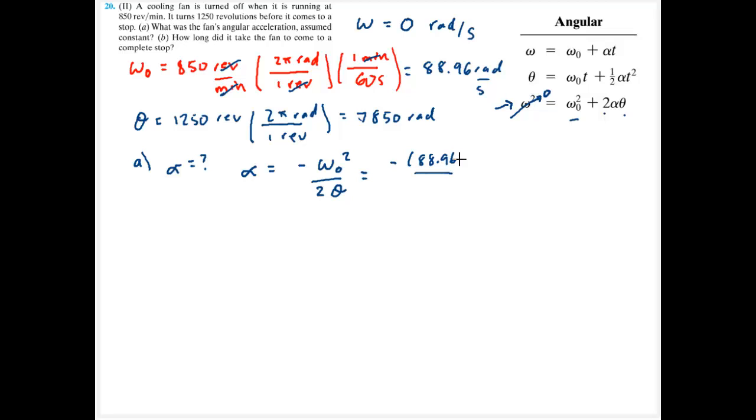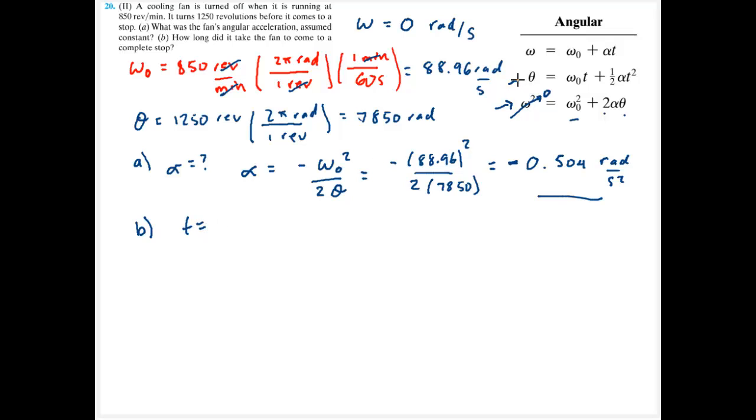88.96 radians per second. Make sure I square that guy, divided by 2 times 7850, and I plug all that in and I come out with negative 0.504, and the units here will be radians per second squared. What the negative sign means is that it's slowing down, much like if we had a car that was slowing down, the linear acceleration was negative. Same for the fan.